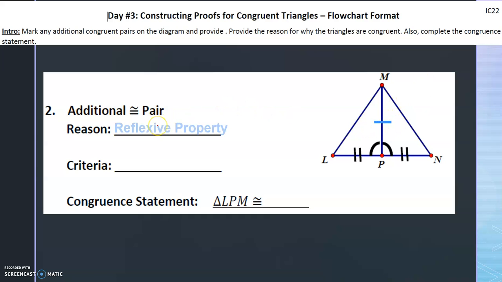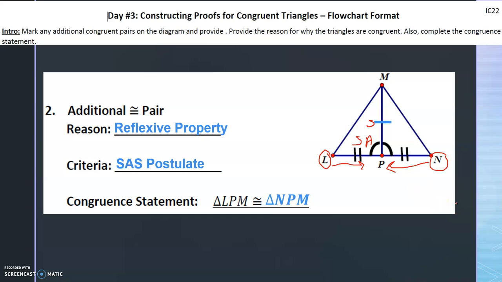And then over here, I would say reflexive property. For my criteria, I have a set of sides, a set of sides, and the angle in between them. Then for my congruency statement, I started at L and went to P. So on the other side, I'm going to start at N and go into P and then up to M. Okay, so that's what we've been doing.